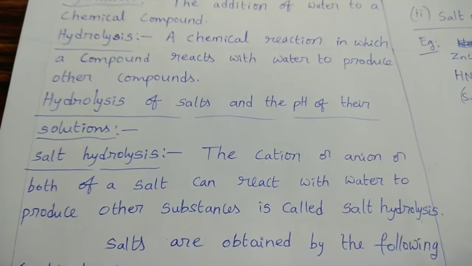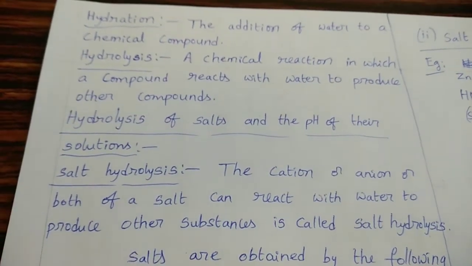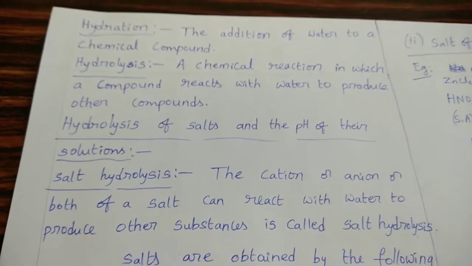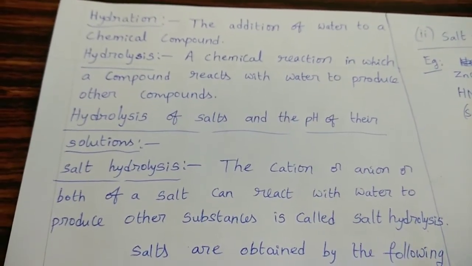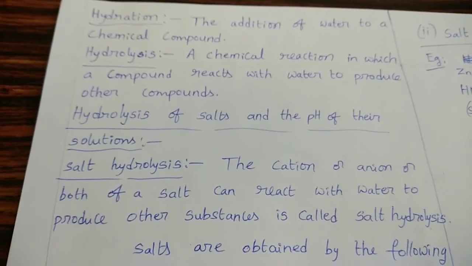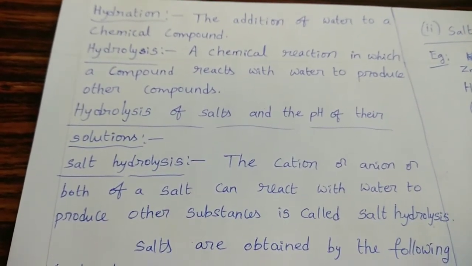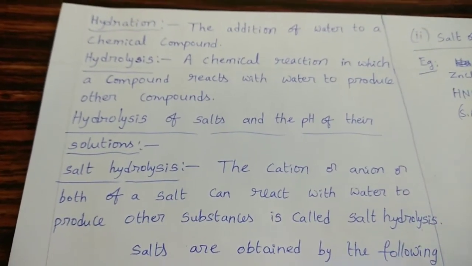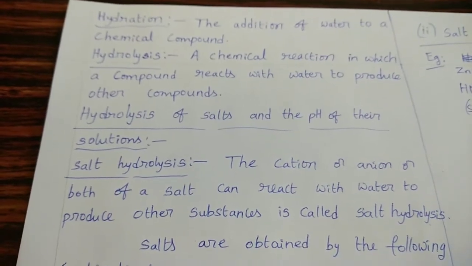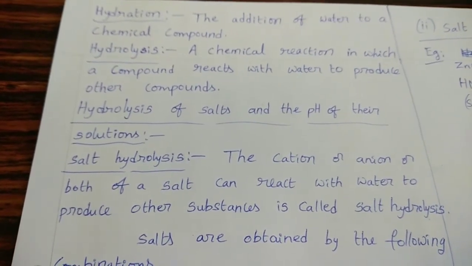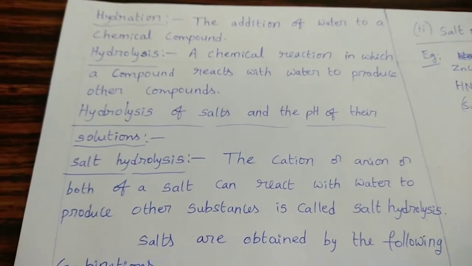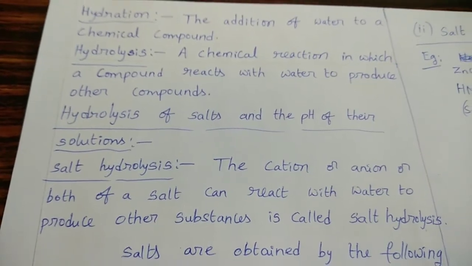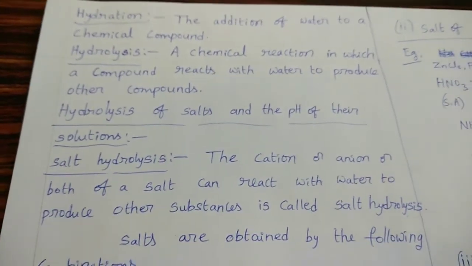See this, salt hydrolysis. Salt means it has cation, positively charged ion, anion, negatively charged ion. The cation or anion or both of a salt can react with water to produce other substances is called salt hydrolysis. If we add salt to the water, then cation of the salt reacts with water or anion of the salt reacts with water, or both cation anion can react with water to produce other substance. That process is called salt hydrolysis.